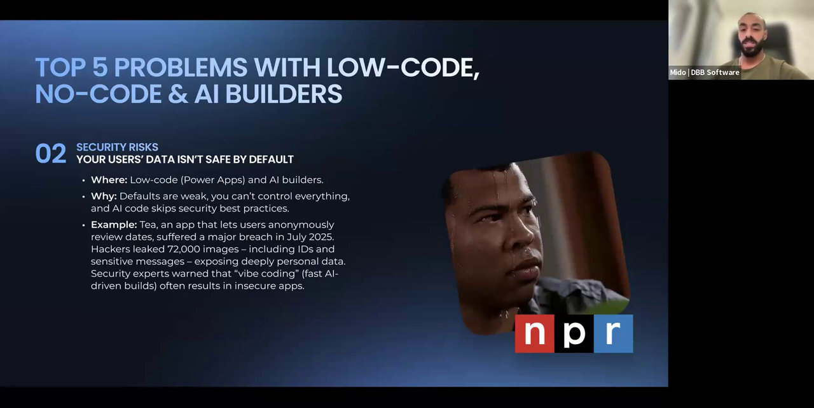It's Tea, an application that lets users anonymously review dates. And that was this year, sorry, so it's in summer, they had a leak of 72K images. It's for dating, so you can imagine the sensitivity of the information that was leaked.